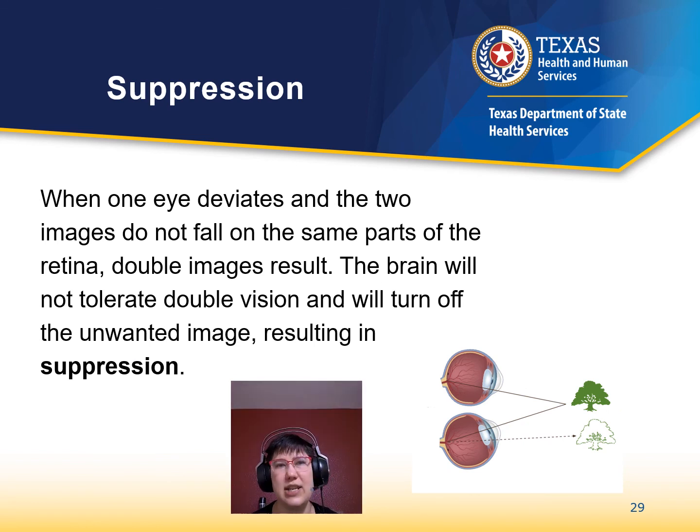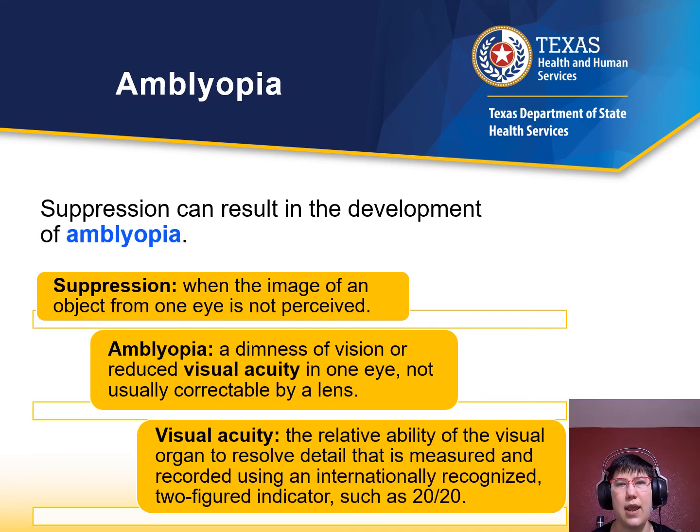Now, suppression is what happens when one eye is being naughty, let's say, and so consistently the images do not fall on the same parts of the retina. You have double vision, and the brain eventually is like, nah, I'm going to turn that off. That's too much. And so it literally suppresses an eye. And that's the thing that we want to screen for, because suppression results in the development of amblyopia.